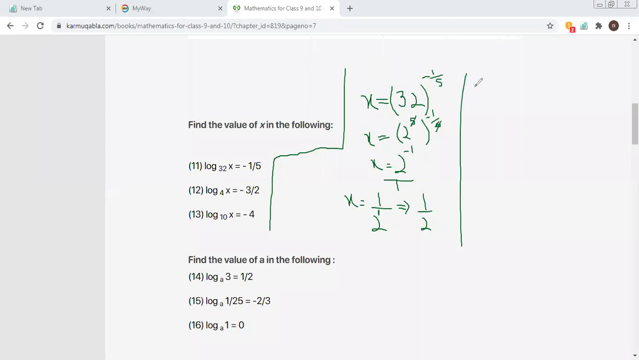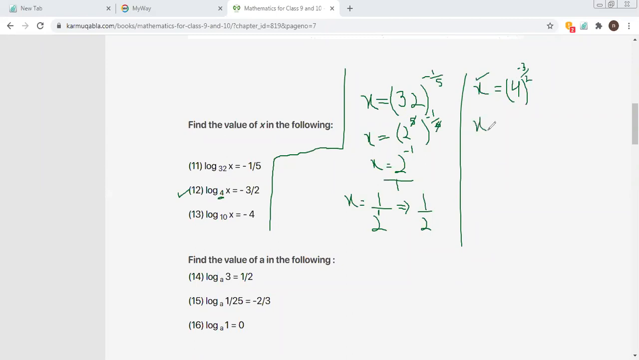Question number 12 is the same. First the question is written in logarithmic form. The subscript position is the base, on the left hand side and right hand side. Like I am writing logarithm form in exponent form. X is equal to, subscript becomes the base, and minus 3 upon 2 is the power of 4. X is equal to, and on the right hand side this term is unknown, so we will have to find out the value of x.